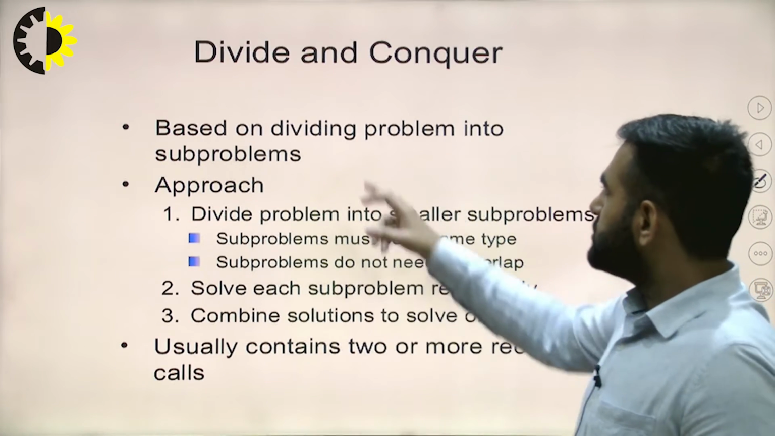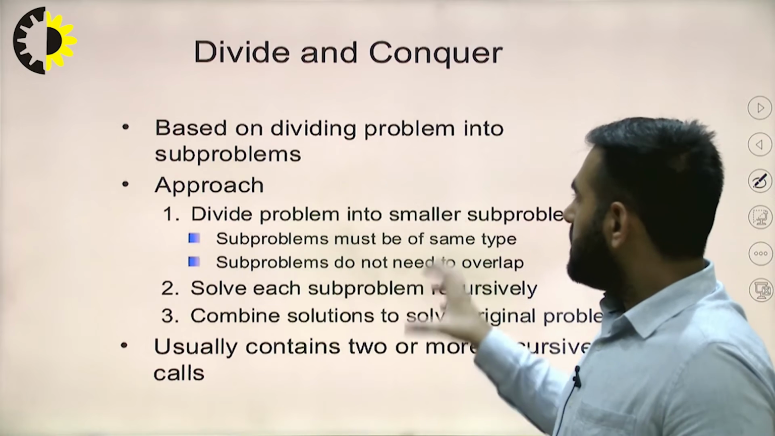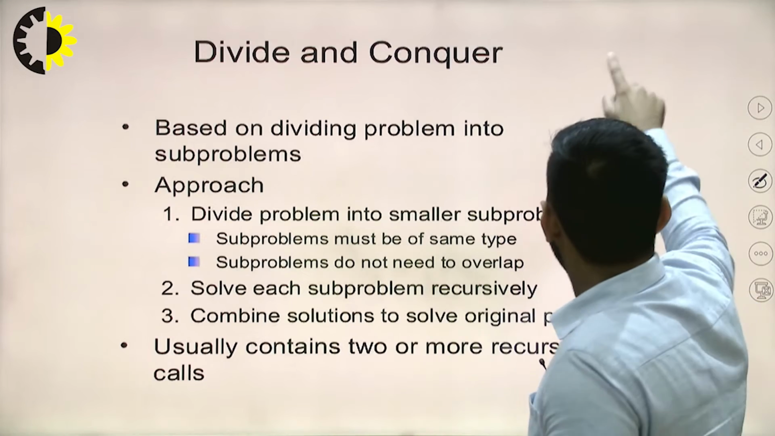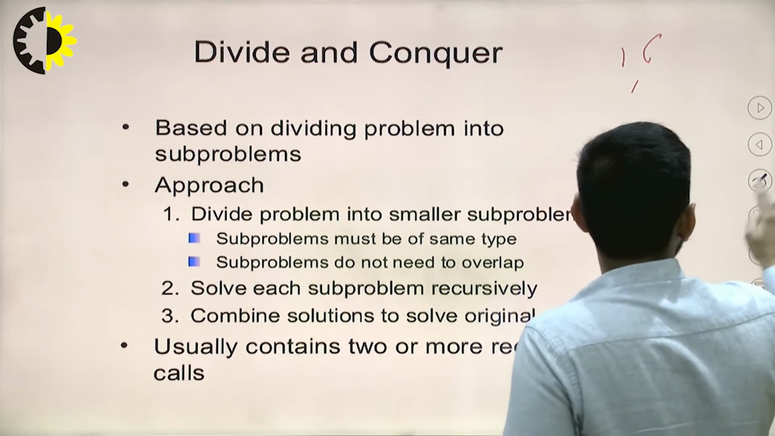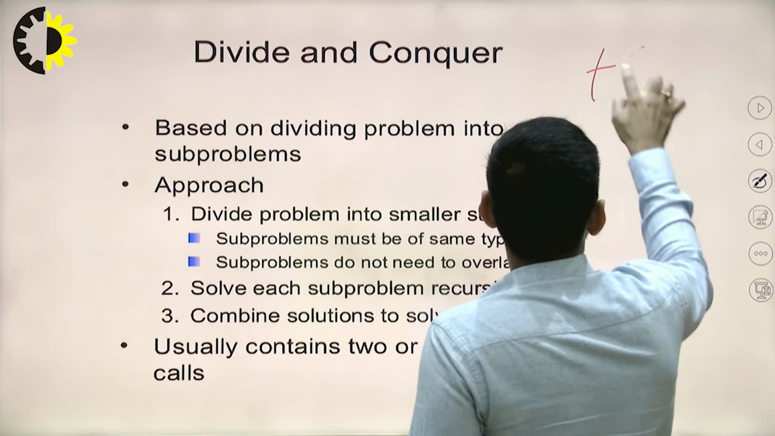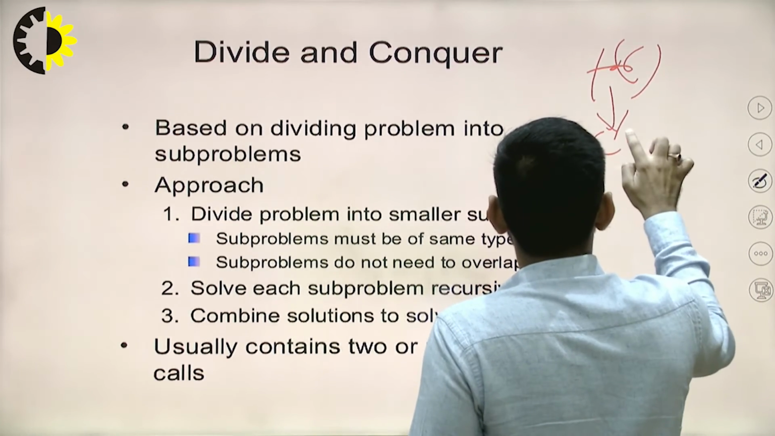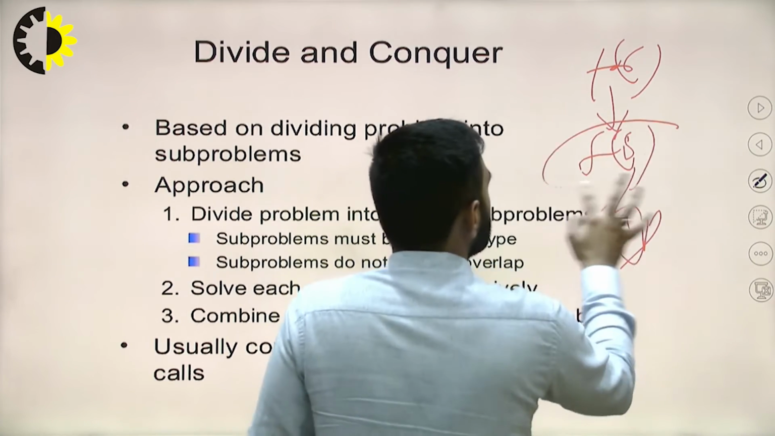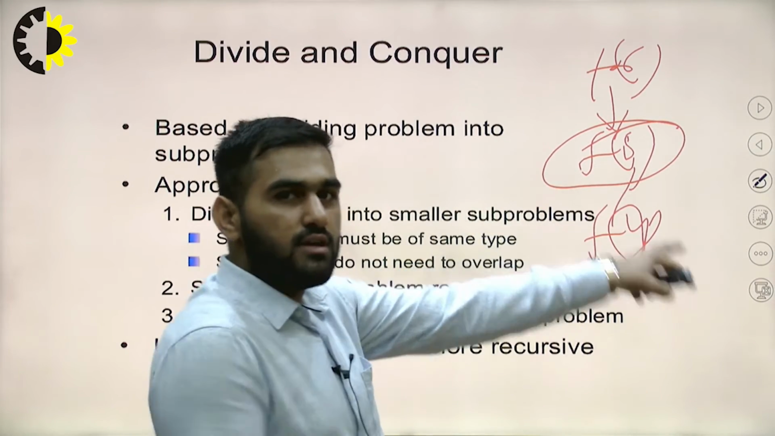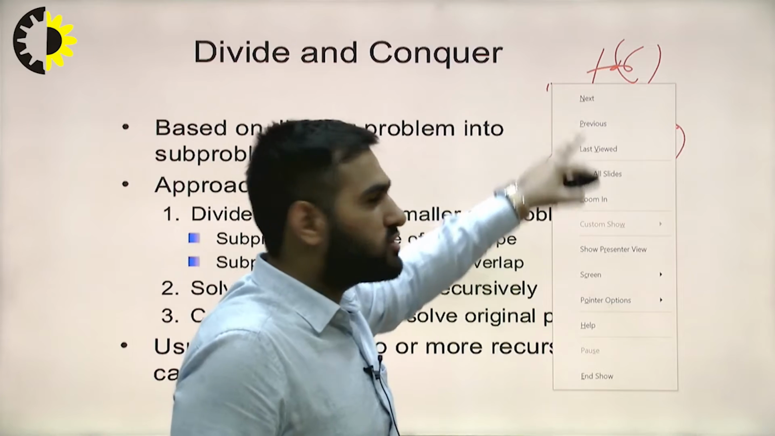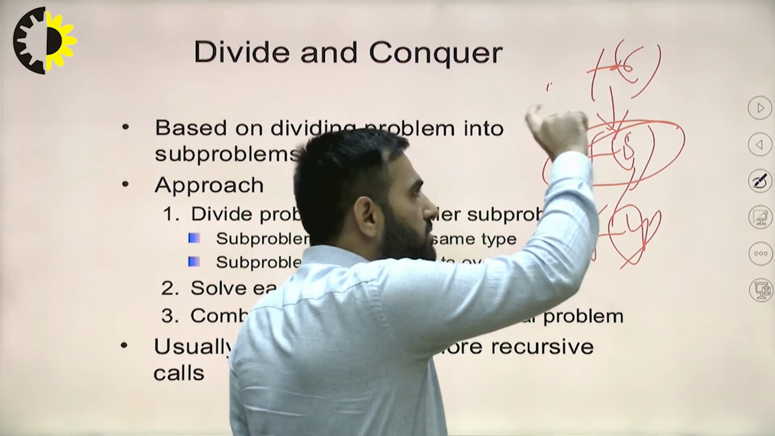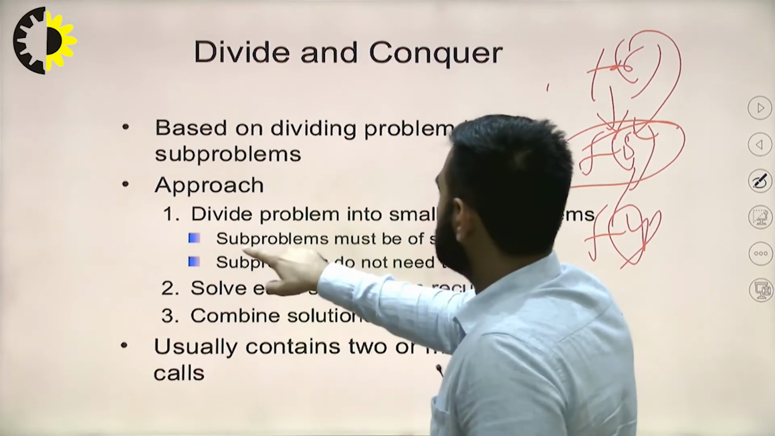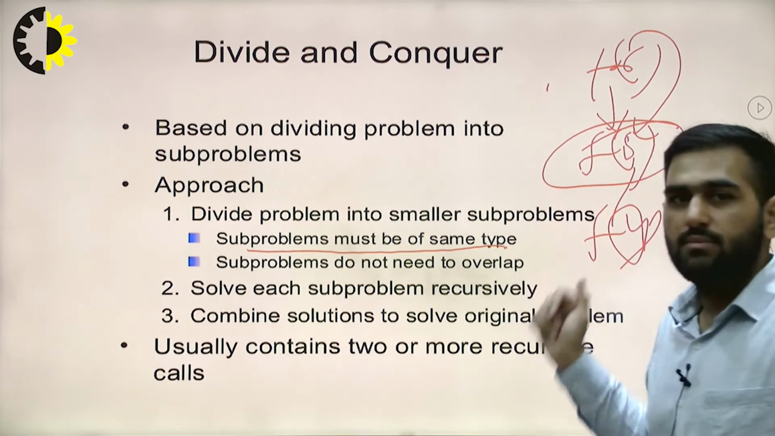Now, based on dividing the problem into subproblems, what is the approach? The problem should be of the same type. That means when we divide the problem into some number of subproblems, like I have divided F6 into F5 or F4, what does it mean? It is factorial of 5. The problem was factorial of 6. It was further divided into factorial of 5. That means the problem is the same, factorial only, but the value will change. This is the meaning: subproblems must be of the same type.